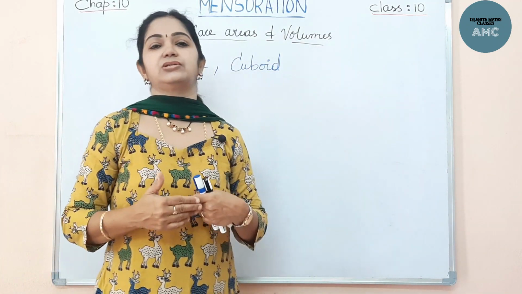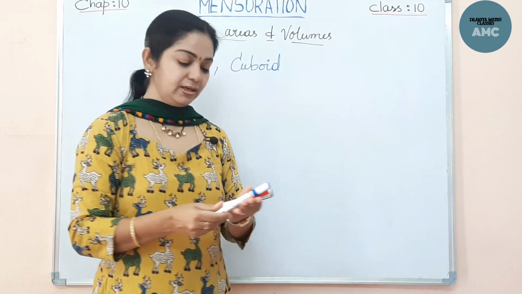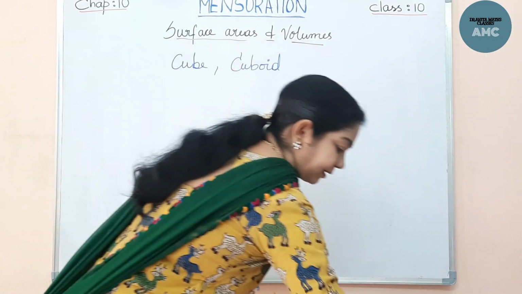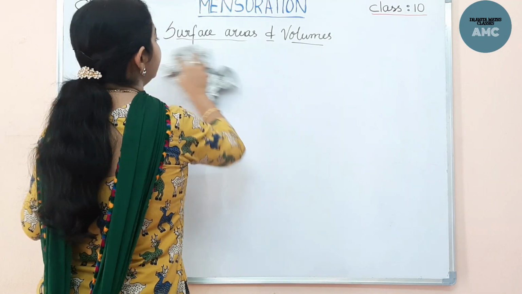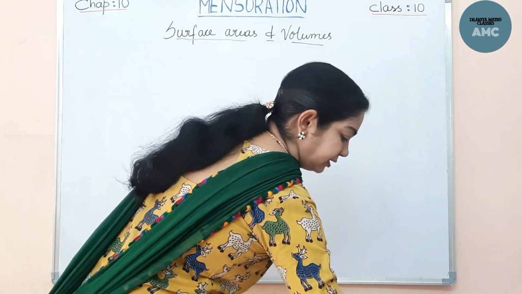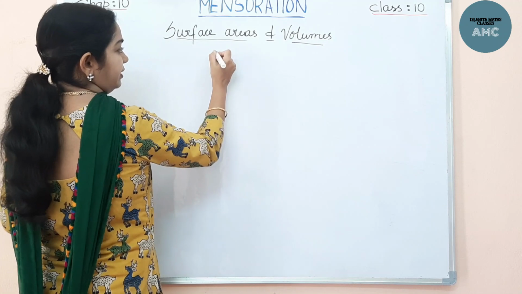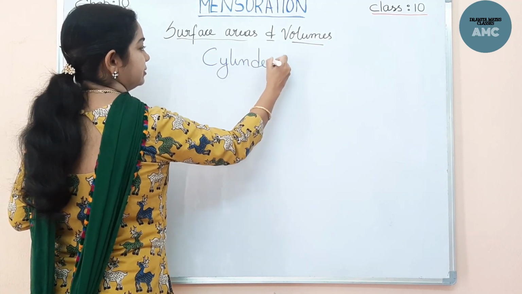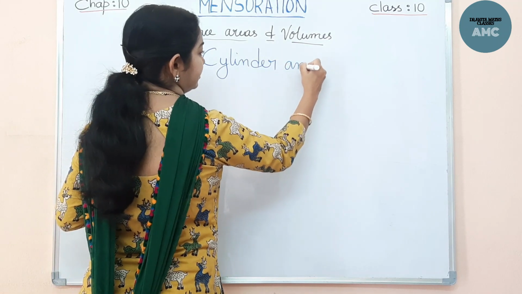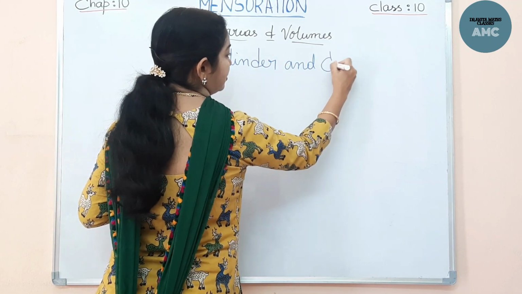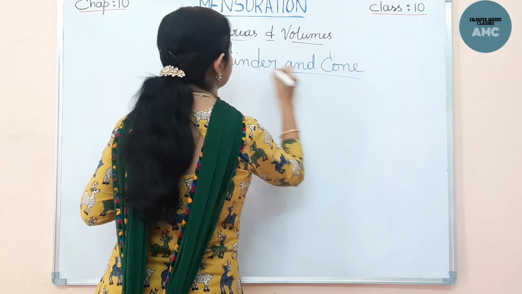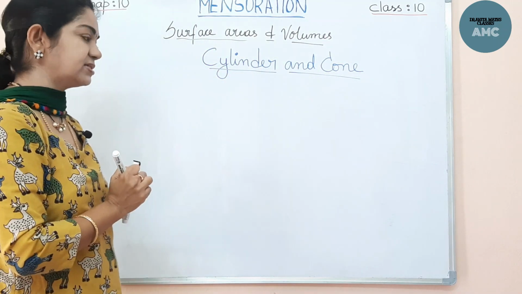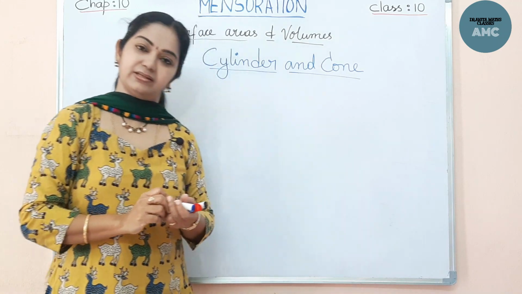Now in this session we are going to learn about 2 solid objects, that is the cylinder and the cone. We will learn today about the cylinder and cone. These are solid objects and we will try to understand the concept of cylinder and cone, their surface areas and the volumes in this session.